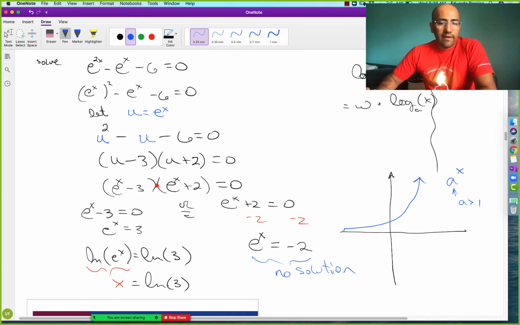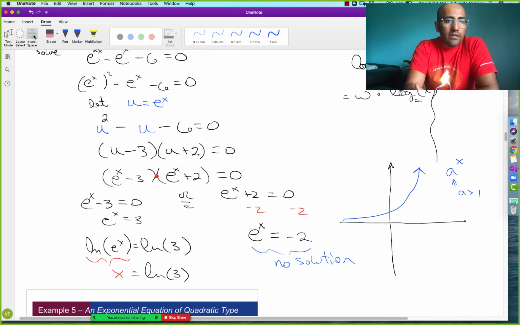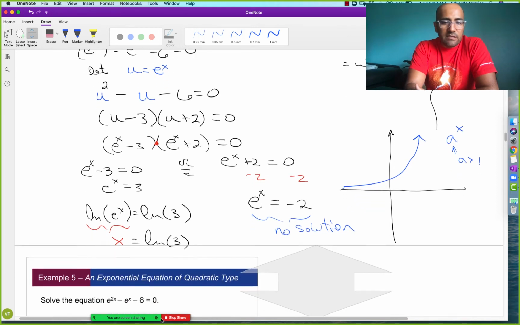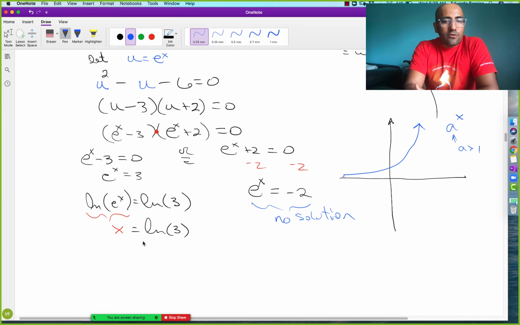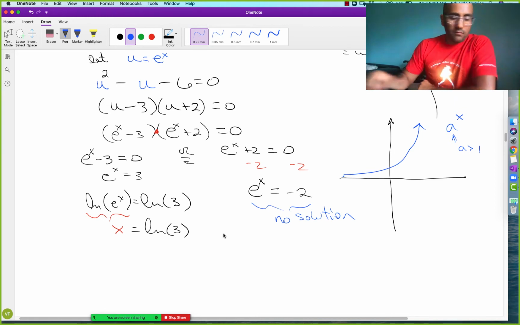So the only answer we have is x equals ln of 3. Now we can leave it like that as an exact answer. Again, we can use our calculator to turn it into a decimal approximation. And if we turn it into a decimal approximation, then it becomes easy to use our calculator to check and verify that in fact this is the right answer. So you just type that in your calculator, ln 3.